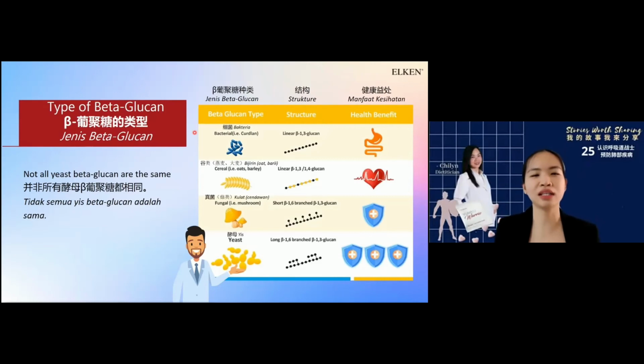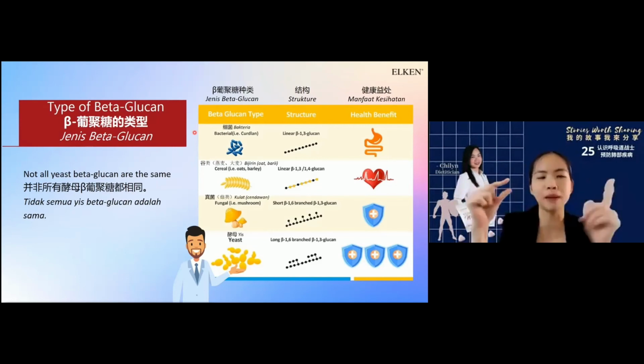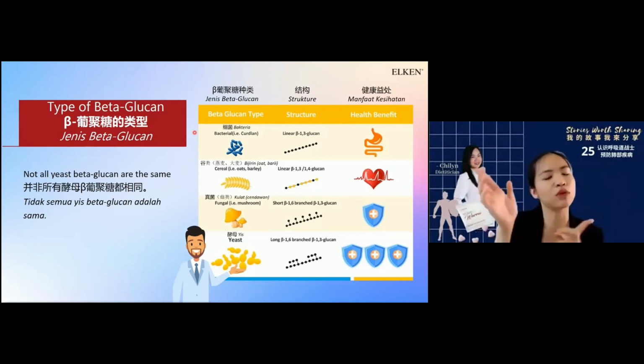Okay, the next main component is beta-glucan. Many people's understanding of beta-glucan is that it only protects the heart, because the beta-glucan that everyone hears about is from oats. But actually, there are many types of beta-glucan. How do we differentiate them? We can differentiate by looking at the beta-glucan structure. Its structure is like a long chain, and along its long chain, there would be other chains sticking out.